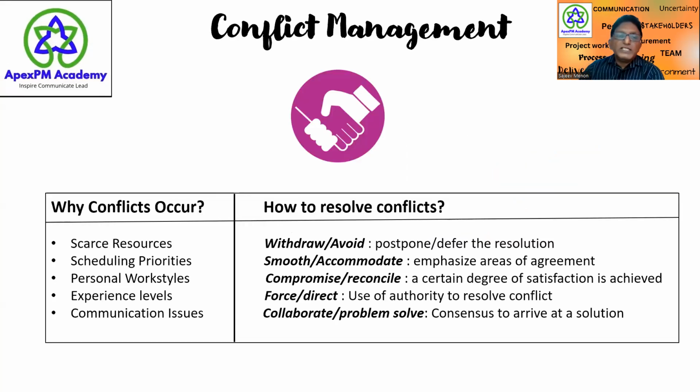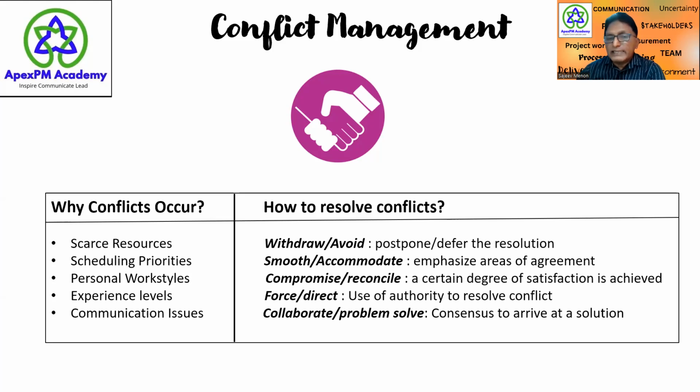This is about managing conflicts. So why do conflicts occur normally within a team? Some of the reasons here are scarce resources. You have scheduling priorities. You have different personal work styles. You have different experience levels, and you have communication issues. And here, how do you resolve these conflicts?